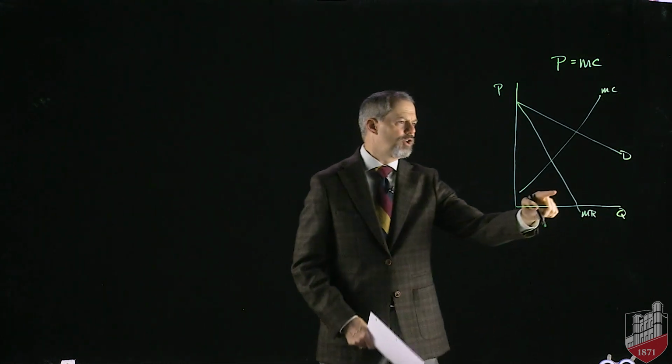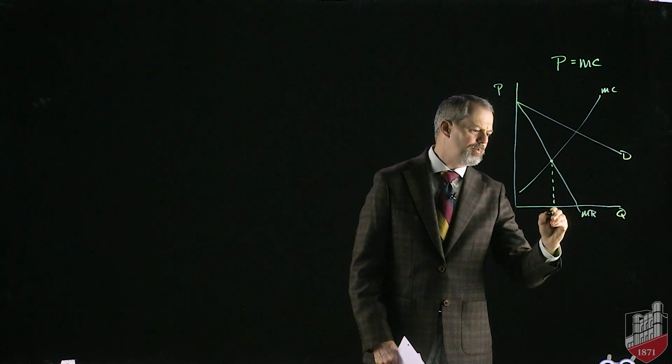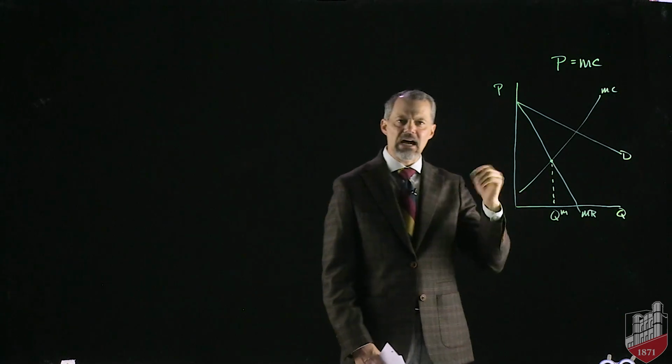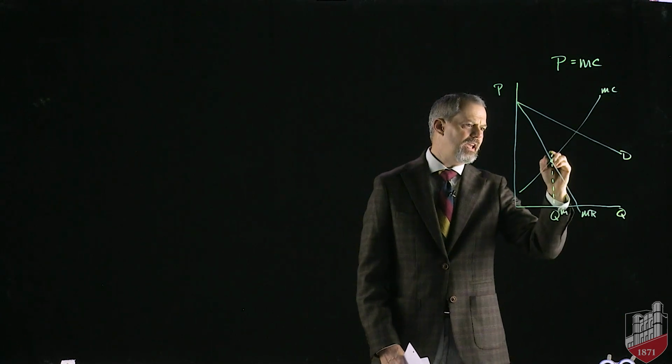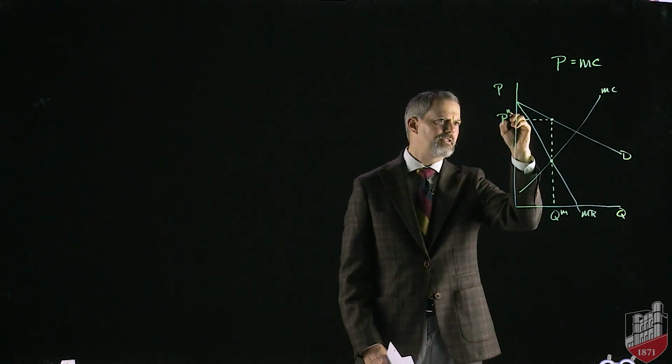The firm's going to look where marginal revenue and marginal cost are equal, so the firm is going to be producing this quantity, and then they're going to charge the highest price that they can for that particular quantity, so that price is found right up here. There's PM.